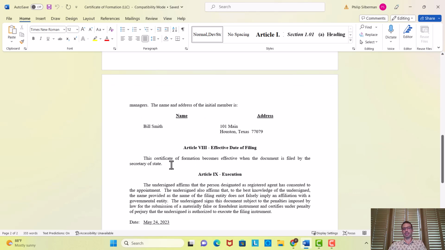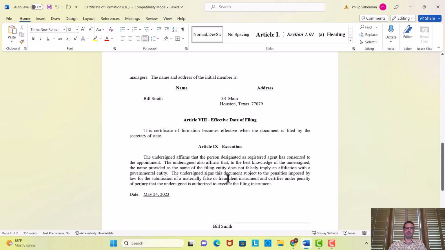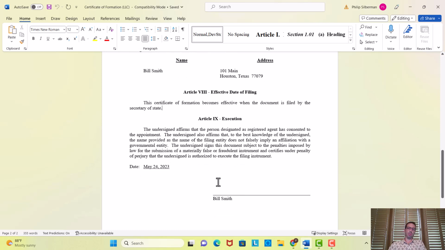Effective date of filing. This is usually whenever the Secretary of State accepts it. It could be made effective at a later time. And then you've got some basic execution language here. Doesn't imply any affiliations with government. Is designated as registered. So basic standard stuff. Not committing perjury. And then your organizer signs there. And then this goes off to be filed with the Secretary of State.